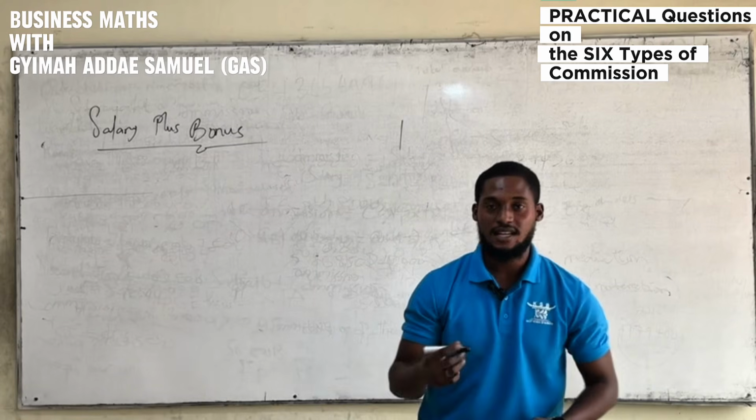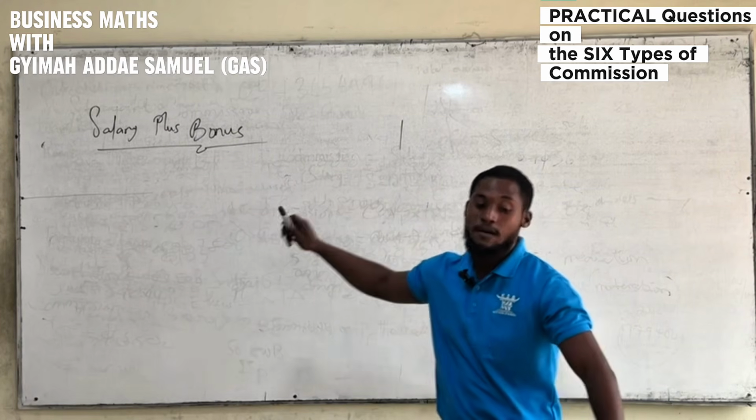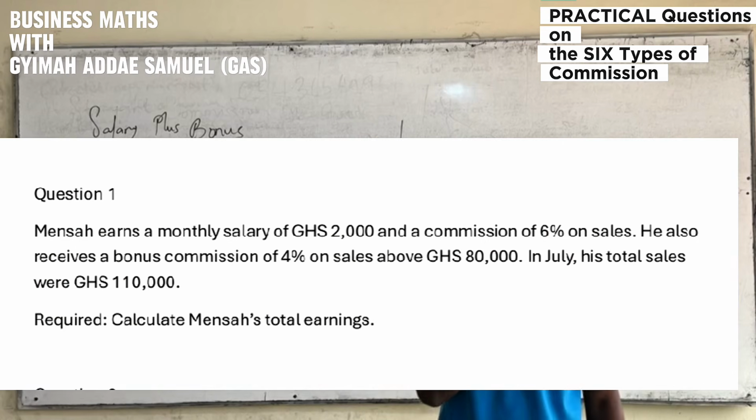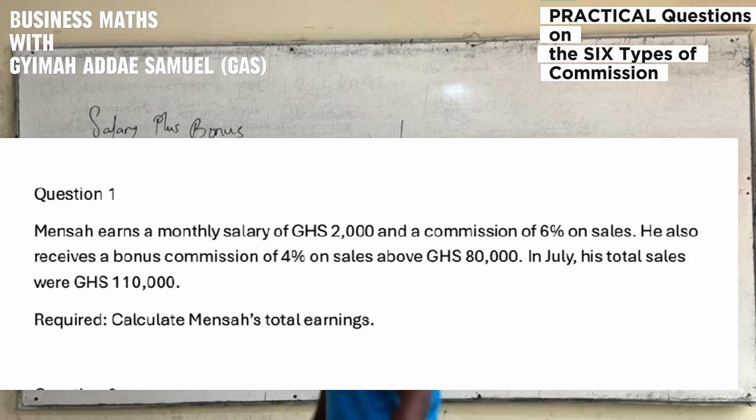Now we move on to the next type of commission, which is salary plus bonus. So we take our first question. Mensa earns a monthly salary of 2,000 and a commission of 6% on sales. He also receives a bonus commission of 4% on sales above 80,000. In July, his sales were 110,000 Ghana cedis. Calculate Mensa's total earning. So we compute our apparatus and we get back to the question.